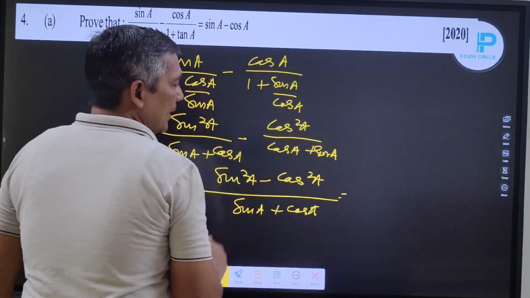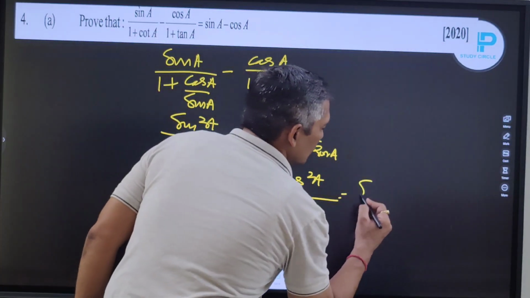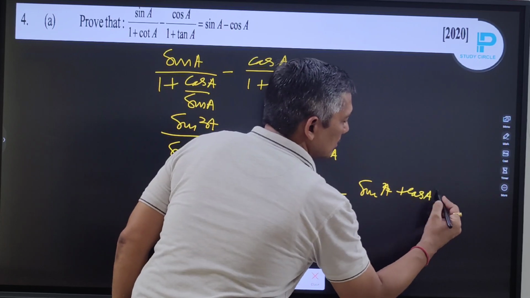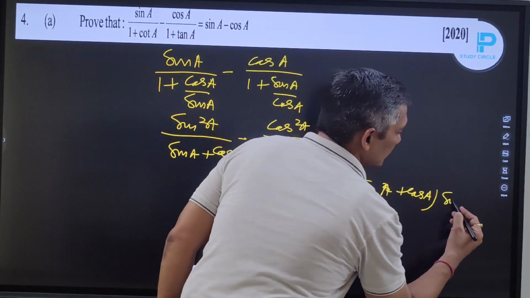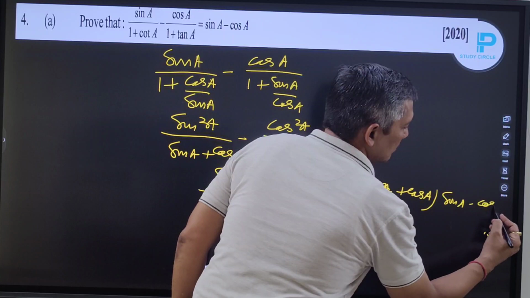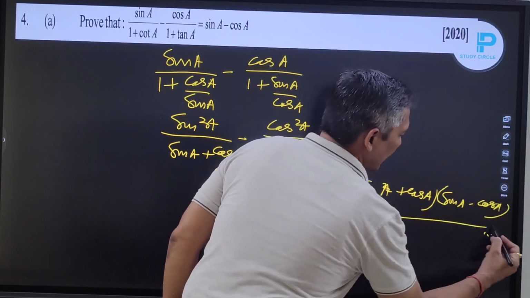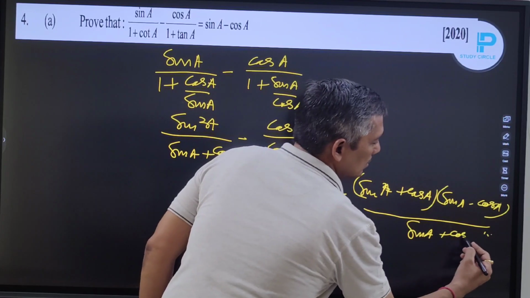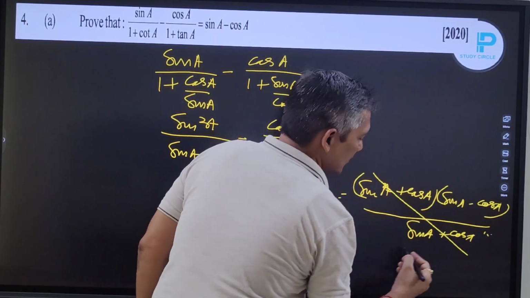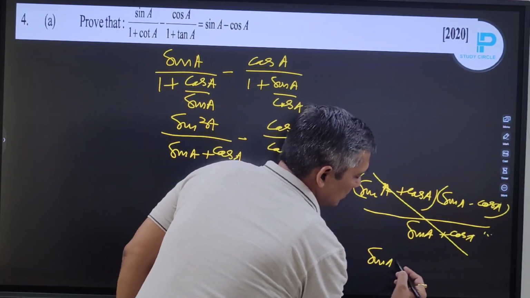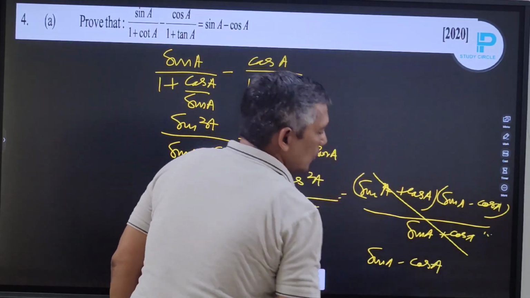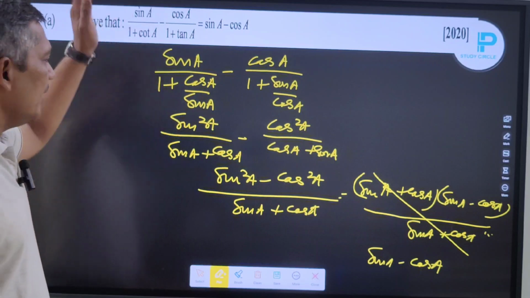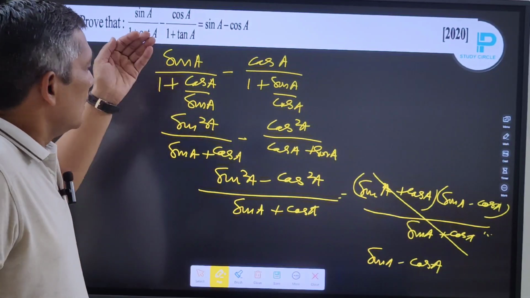This is A square minus B square. So that gives me sine A plus cos A, sine A minus cos A upon sine A plus cos A is cancelled. Your answer is sine A minus cos A. A very simple, easy question.